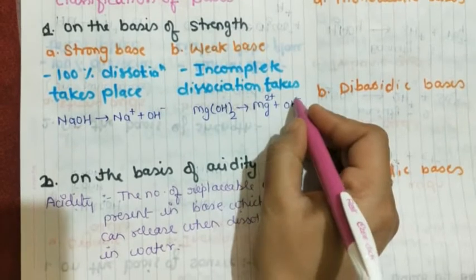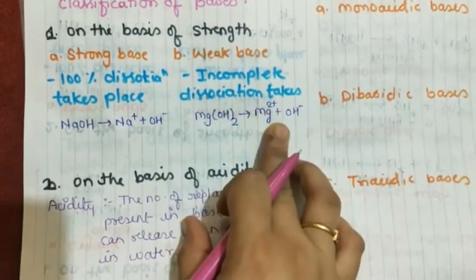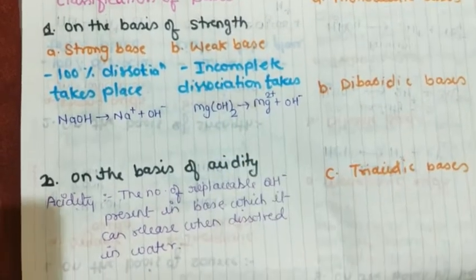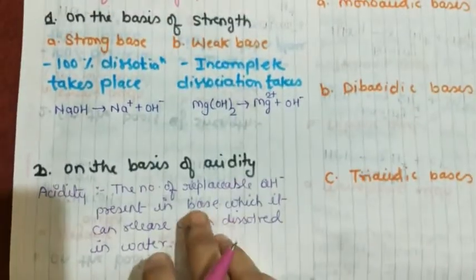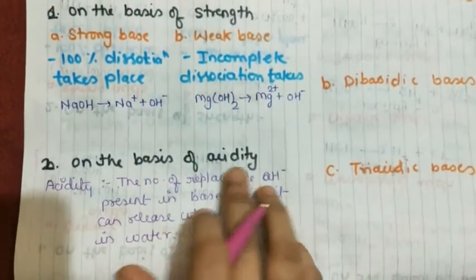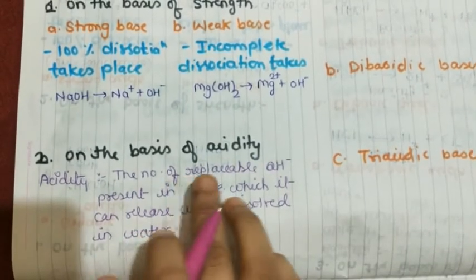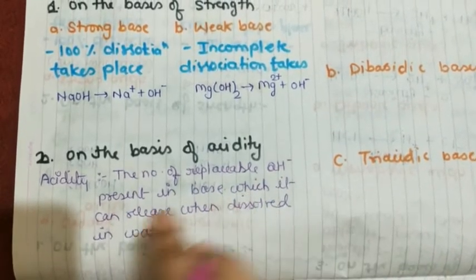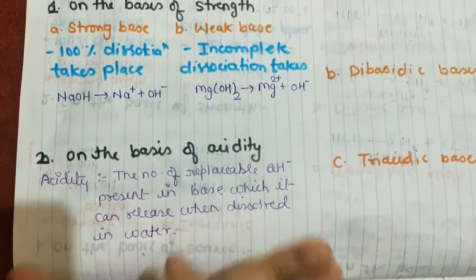Okay, so there is no complete dissociation. There is an incomplete dissociation taking place. On the basis of acidity, see, I have told you, for bases you have to consider the term acidity. What is acidity? Simple: the number of replaceable hydroxyl ions present in a base which it can release when dissolved in water. So it will be considered as acidity.